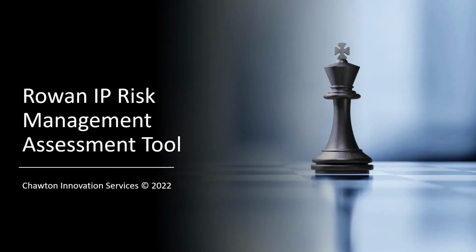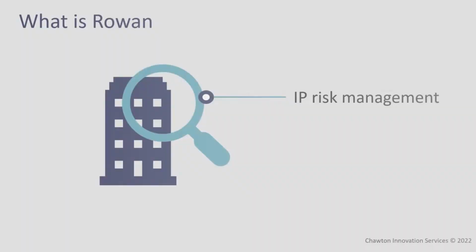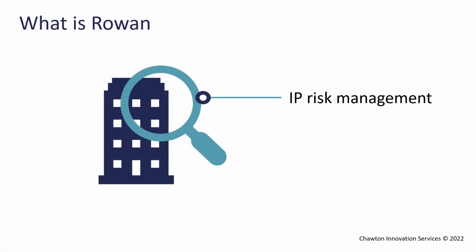Welcome to this bite-sized video that gives a basic introduction into Rowan, an IP risk management assessment tool. Rowan is a tool that Chawton Innovation Services designed and developed to help assess a company from an intellectual property risk management perspective.